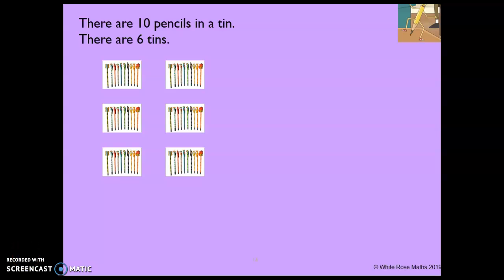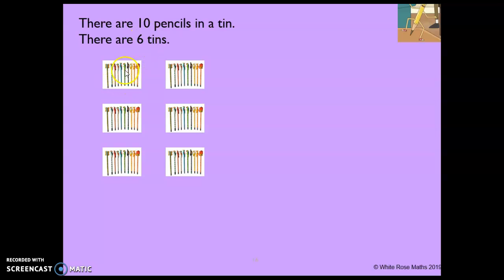Okay, so now we are going to look at a two-step question. So with two steps, you solve the first part and then you use that information to help you solve the next part of it. So here we have the first part of the question. There are 10 pencils in a tin.